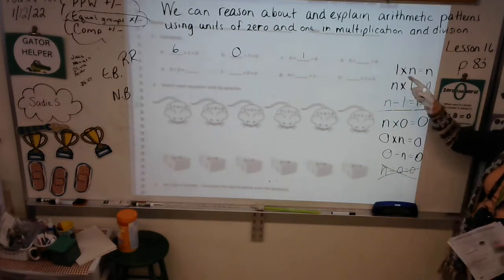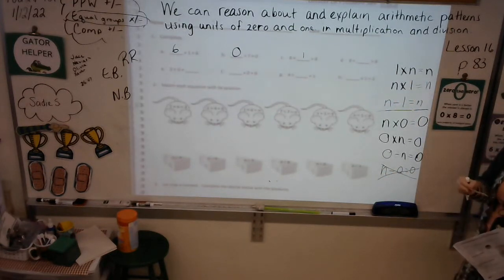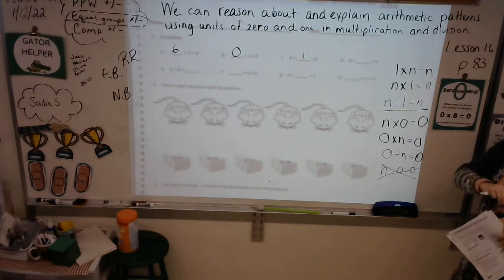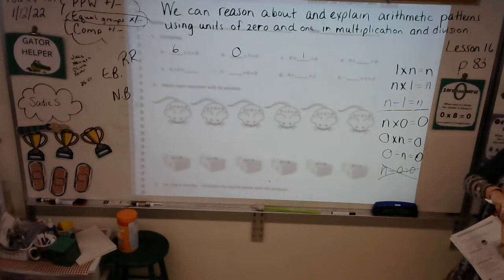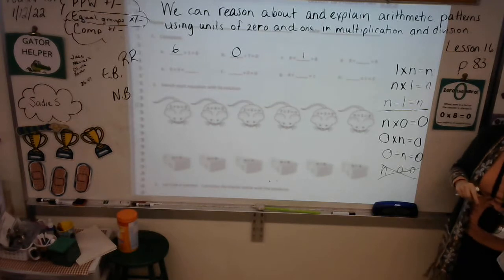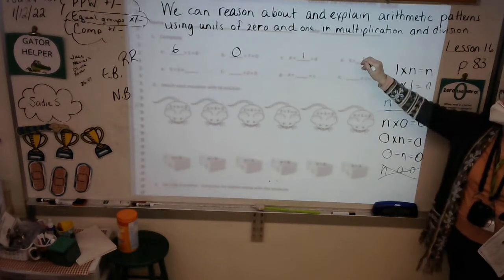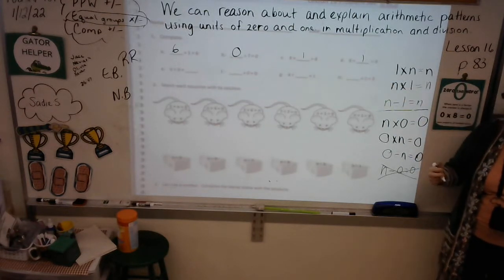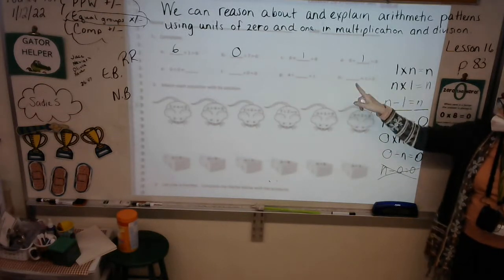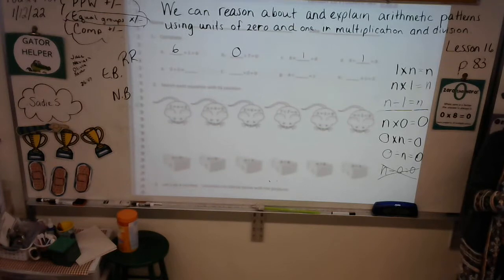Okay, the next one. 9 divided by what equals 9? Hunter, go ahead and read the number sentence and fill in what goes in there. 9. Very good. 9 divided by 1 equals 9. How do we know that? Because we've got 1 and the same. I'm going to give you a couple minutes to do the next 4.